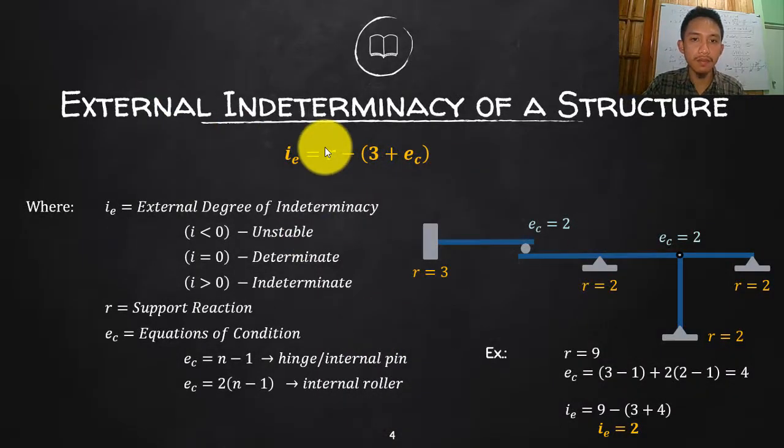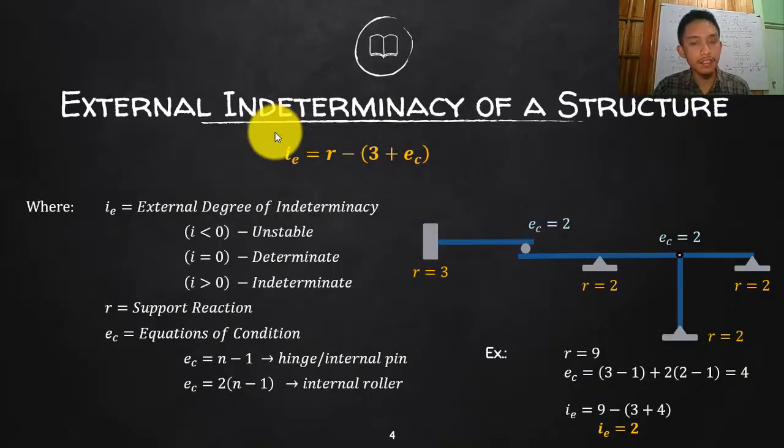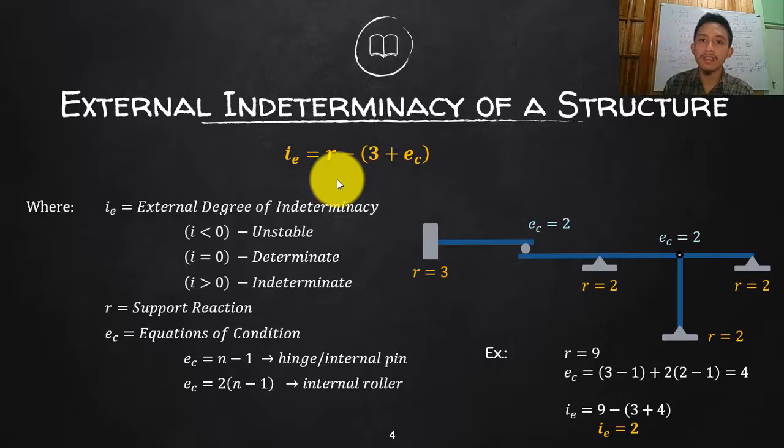We will now try to talk about indeterminacy. How do we know the degree of indeterminacy? How indeterminate is your structure? We have what we call external and internal indeterminacy. If we are talking about external, we are talking about the indeterminacy of the supports, the global indeterminacy. How do you know that? For a structure to be indeterminate, the supports should provide more than the equations of equilibrium. So if your reaction forces are more than 3, then automatically it is indeterminate.